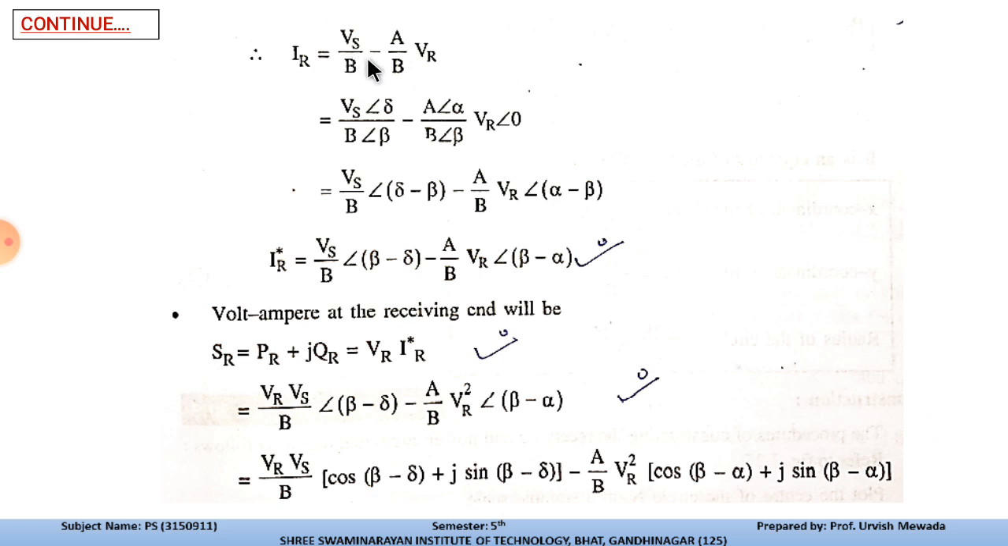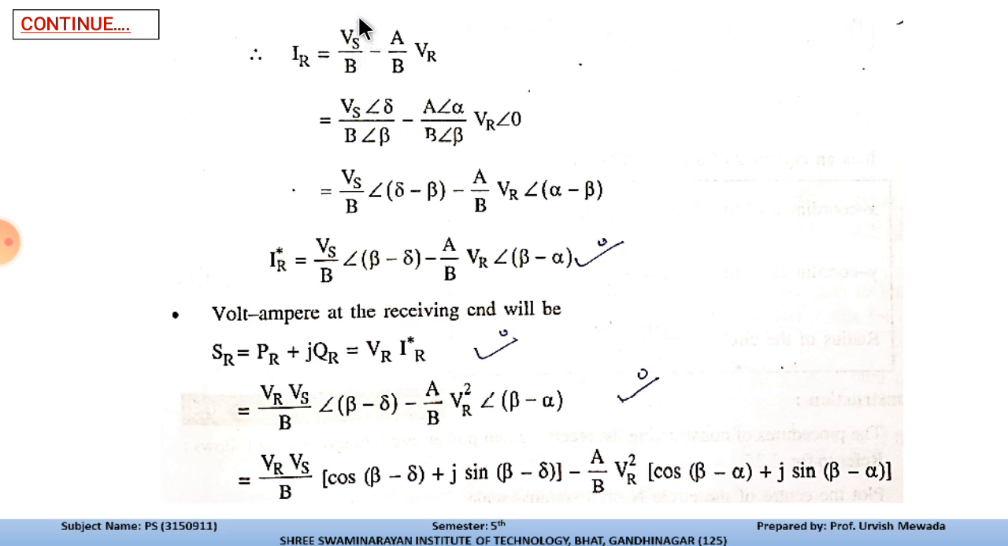Now, as we know, Vs is at angle delta, B is at angle beta, and A is at angle alpha from the transmission line. These are the angles that we already described in the power flow through the transmission line. So these are the angles of the respective components of the transmission system.